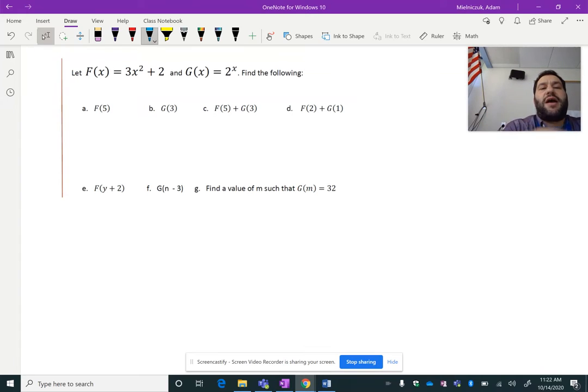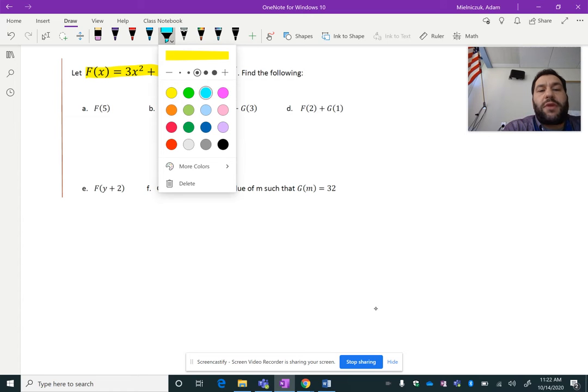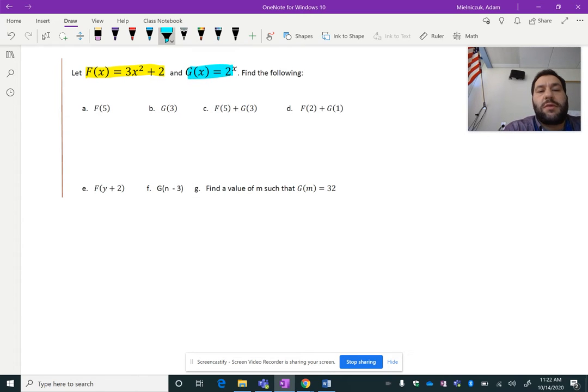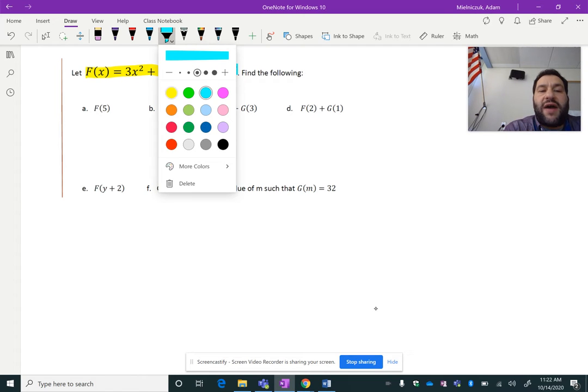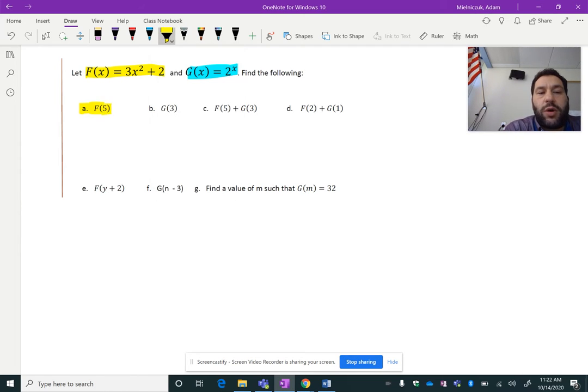Let's do some practice now. Now we need to focus on the fact that we have two separate equations. We have one that's f of x, and we have one that's g of x. We need to be careful when we're going through these to realize that when it says find f of something, we're using the yellow equation.